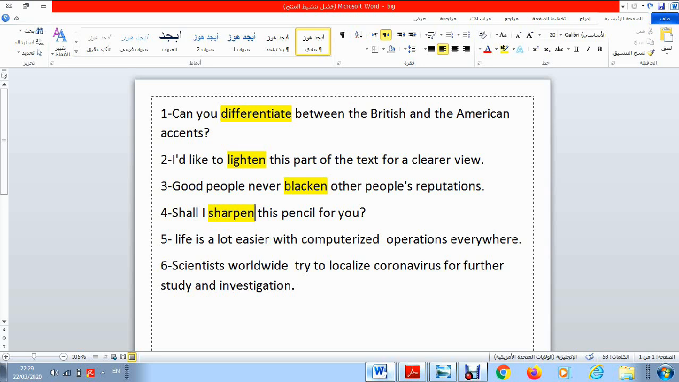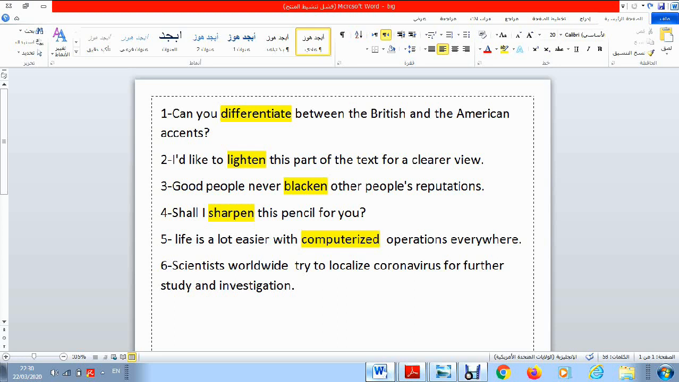Life is a lot easier with computerized operations everywhere. Again, computerized. But I need somebody to tell me, is this word now an adjective or a verb? Yes, it's a participle adjective now. It's not a verb anymore because it has been used as a determiner of the word operations.